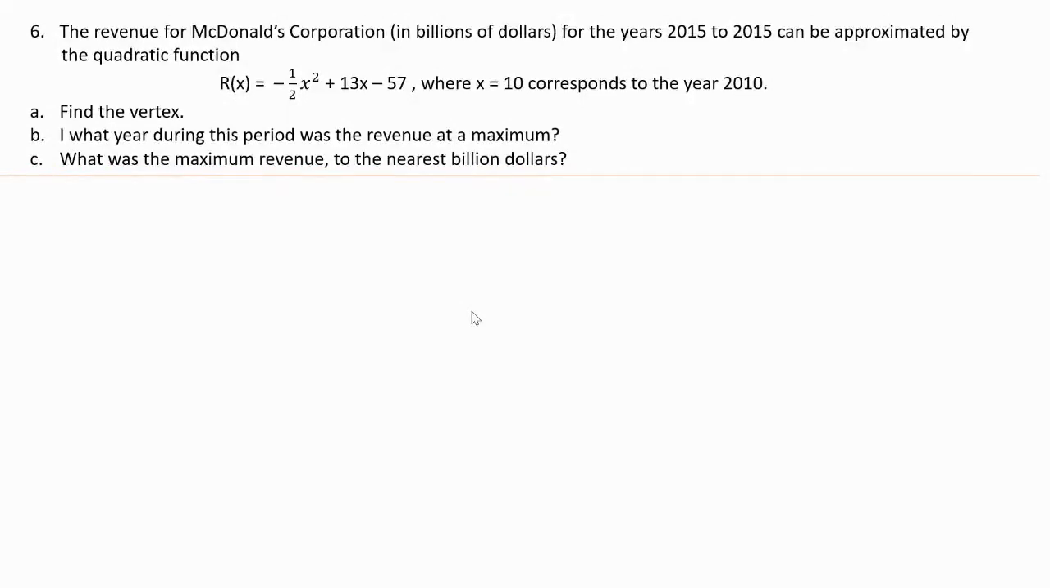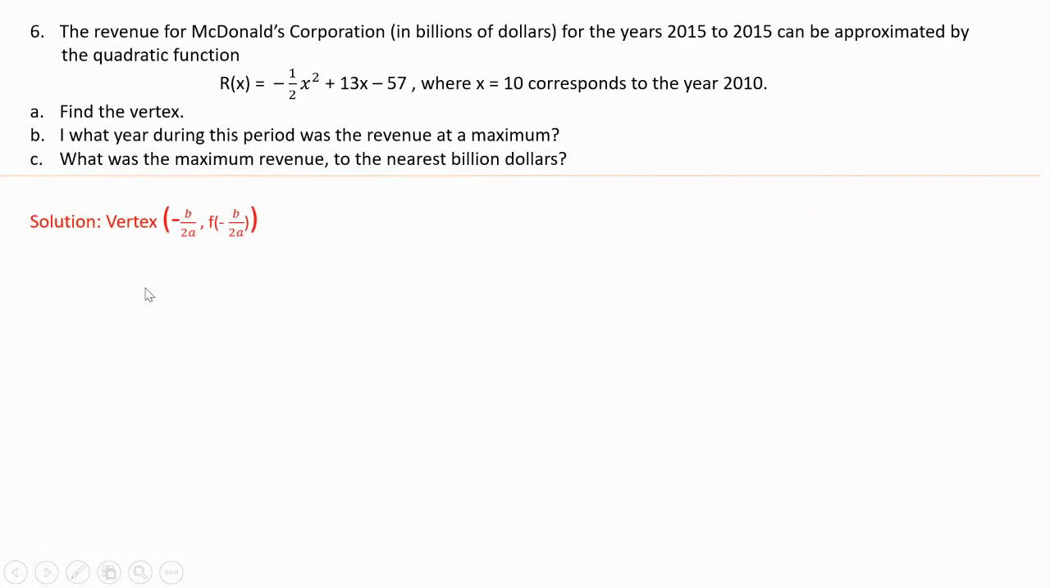Well, here it is. Number 6, the revenue of McDonald's Corporation, in billions of dollars, for the years 2010 to 2015. Oh, I forgot to put 2010 here, guys. It's another typo. My bad, guys. So r of x equals -1/2 x squared plus 13x minus 57, where x equals 10 corresponds to the year 2010. So it's from 2010 to 2015.